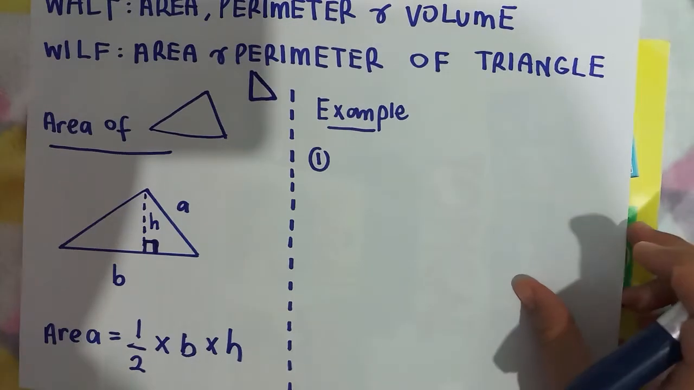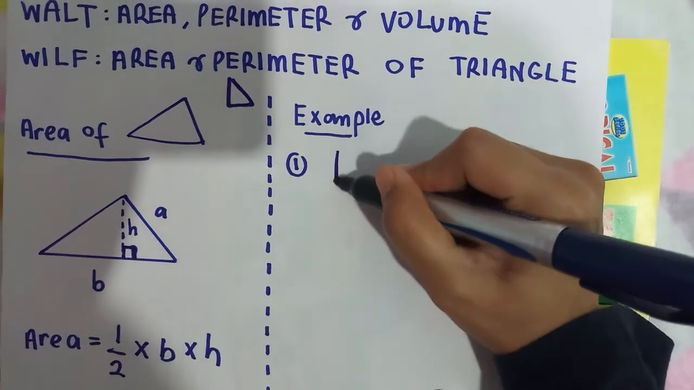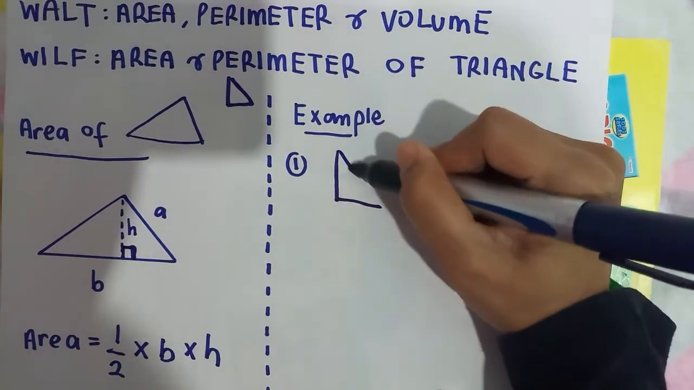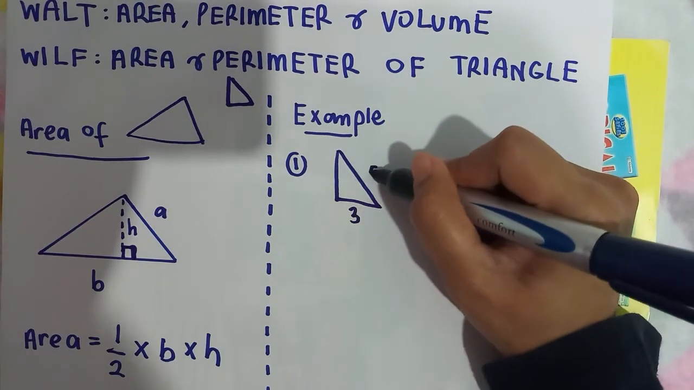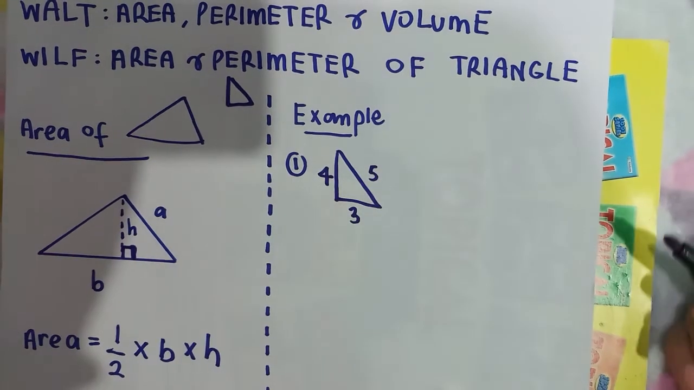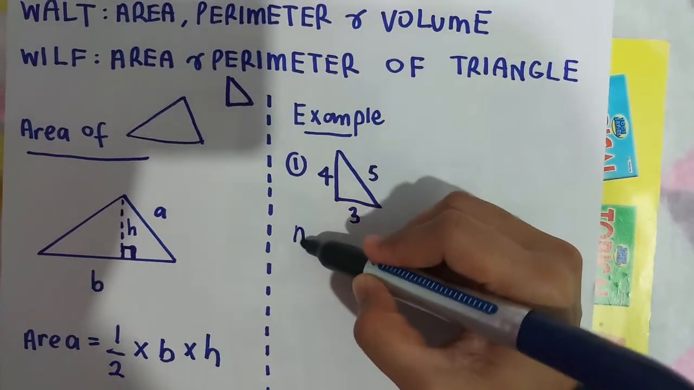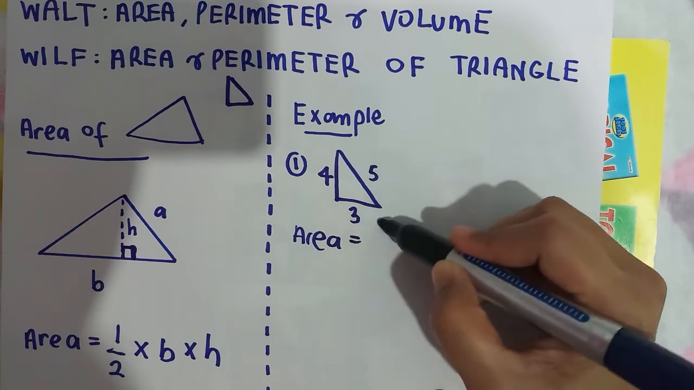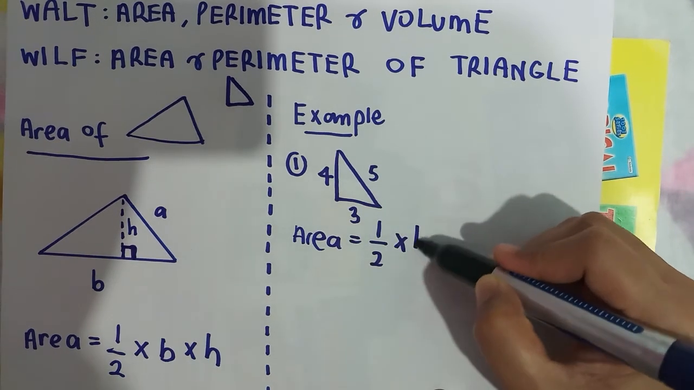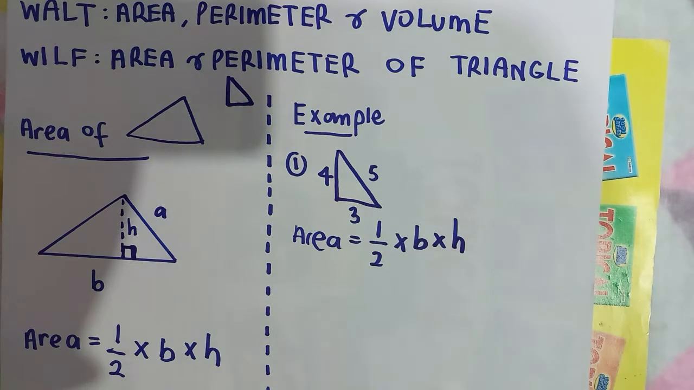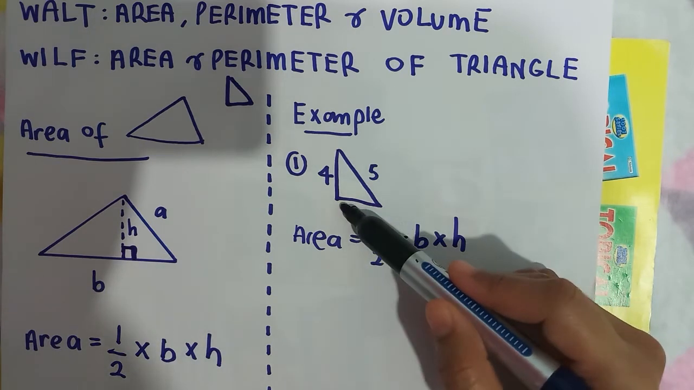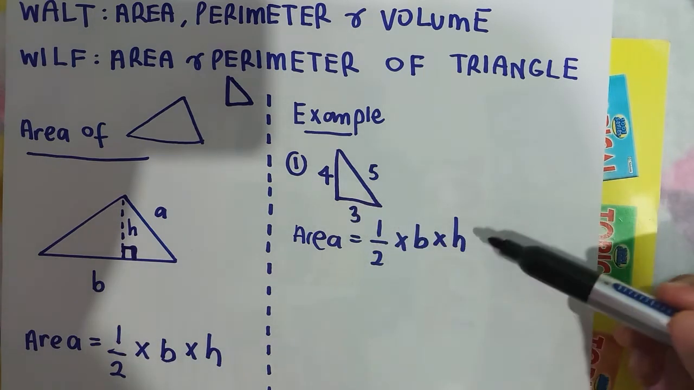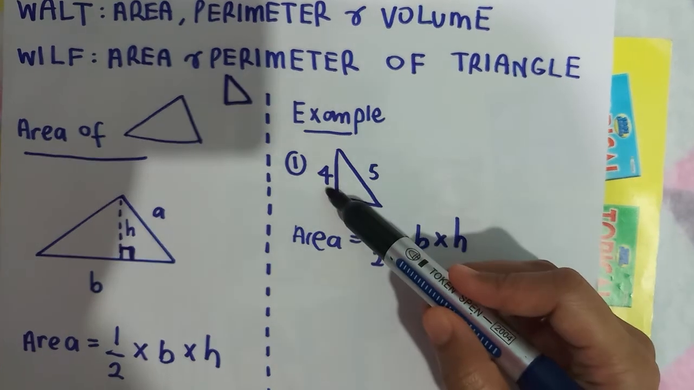Now, for an example, if I have one simple triangle shape like this, let's say this is 3, this is 5, this is 4. The area of a triangle is 1 over 2 times base times height. It is very clear which one is the base. The base is this one, which is 3. Which one is your height, 4 or 5?